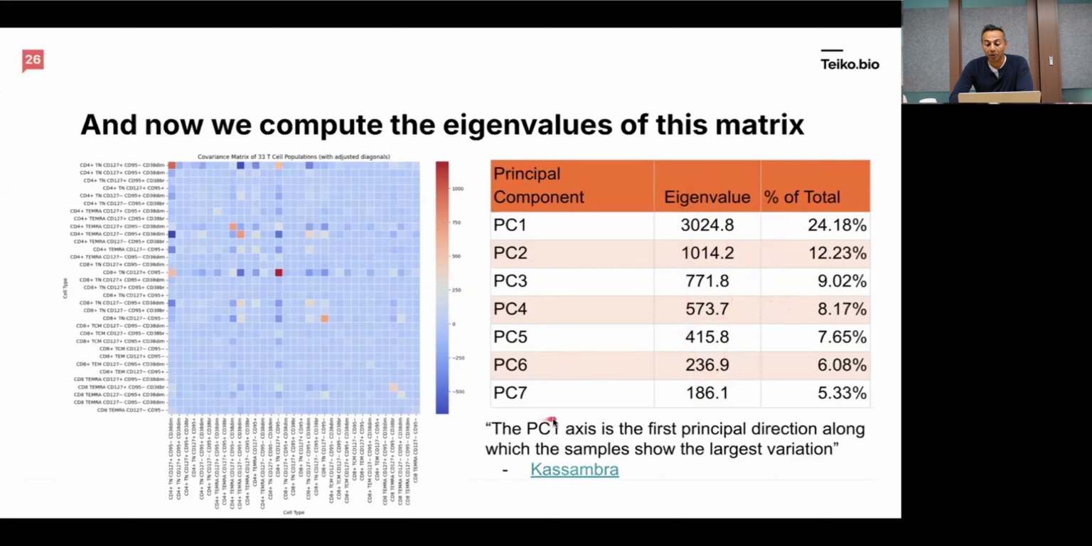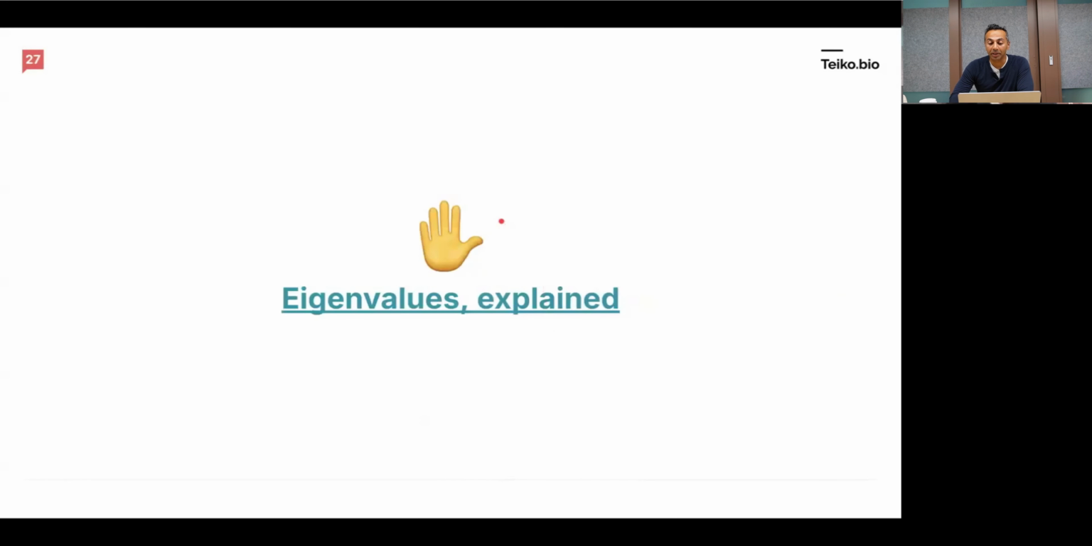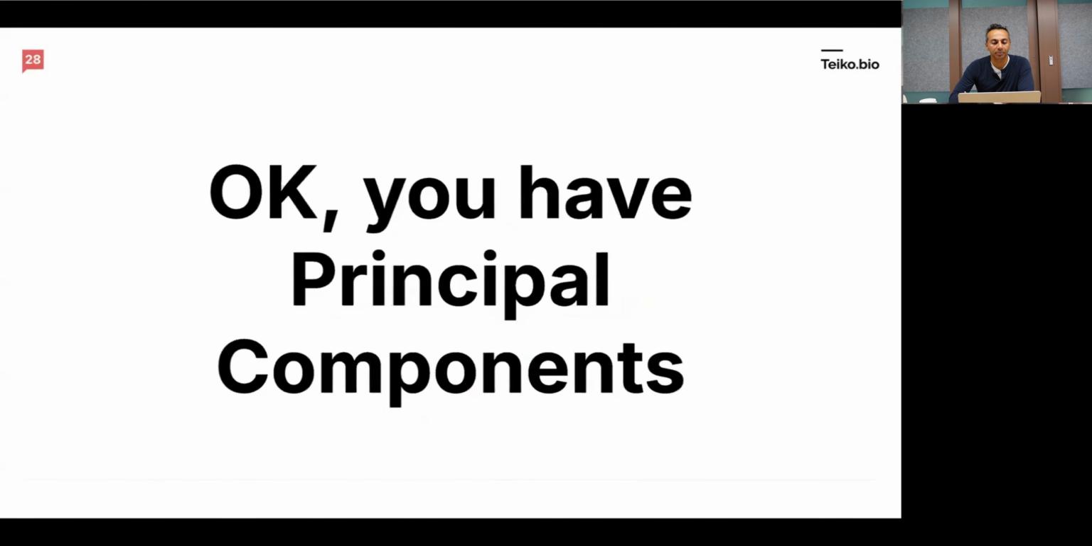So here's a definition. The PC1 axis is the first principal direction along which the samples showed the largest variation. Let me pause again here. This is beyond the scope of this tutorial to explain eigenvalues and eigenvectors. There's a great tutorial linked here that you will be able to see on YouTube, and that's from 3Blue1Brown. So if you're interested in that, feel free to check that out.